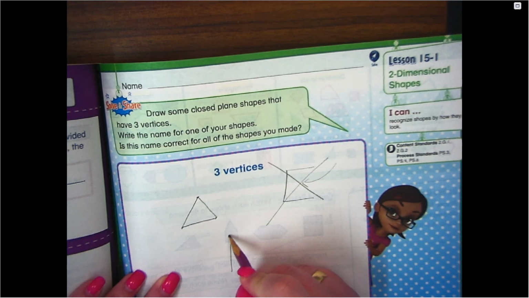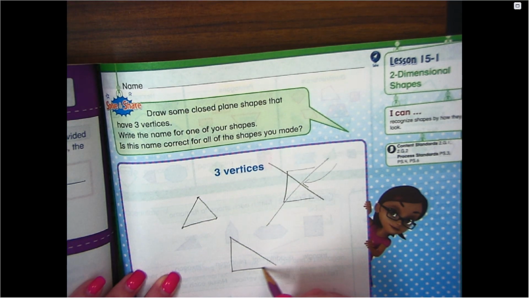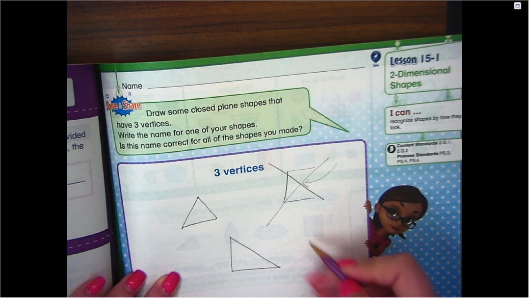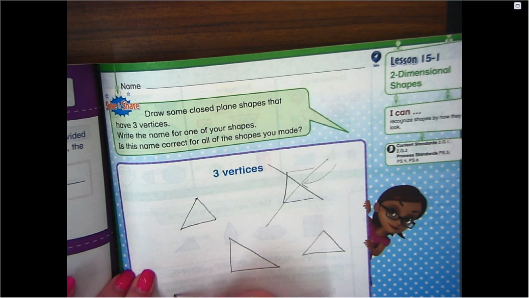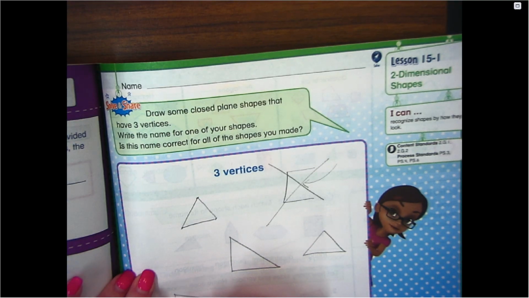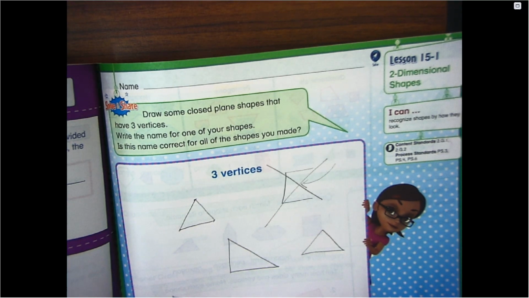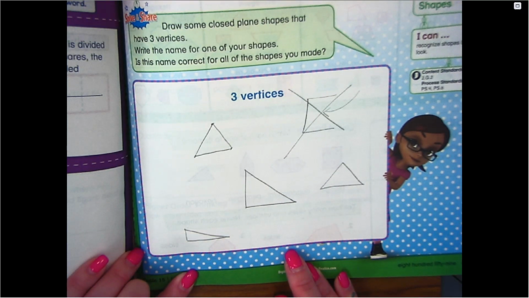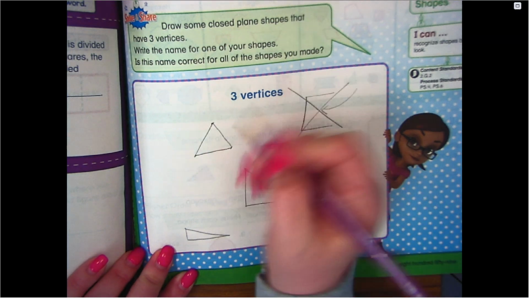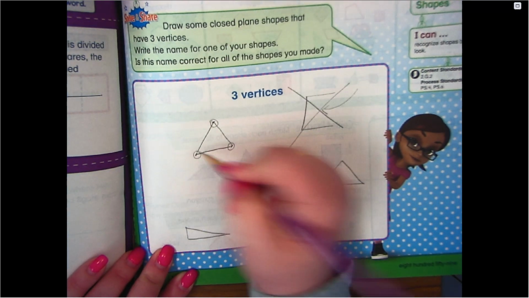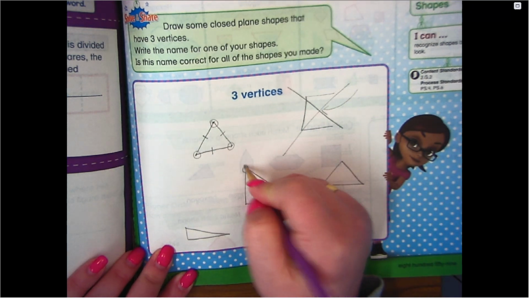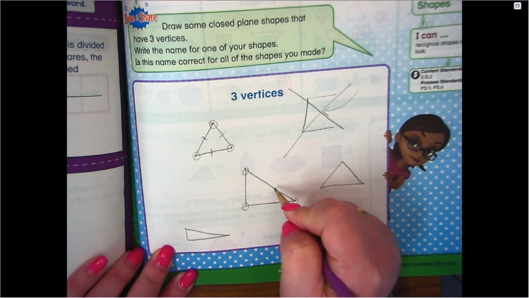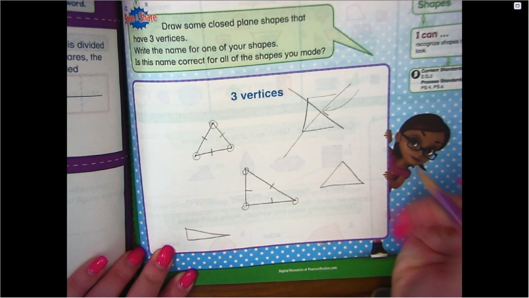But you could do any style of triangle, something where all the sides are similar, a skinny triangle, all different styles of triangles. Oops, you can't see that bottom one. We have 1, 2, 3 vertices, 1, 2, 3 sides.